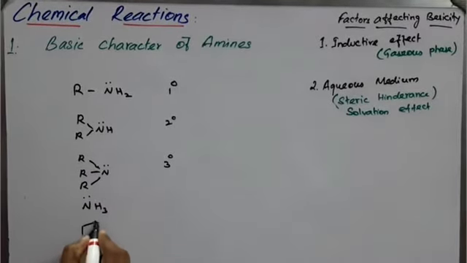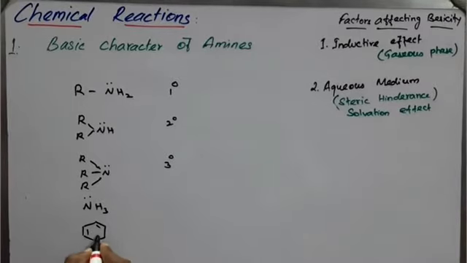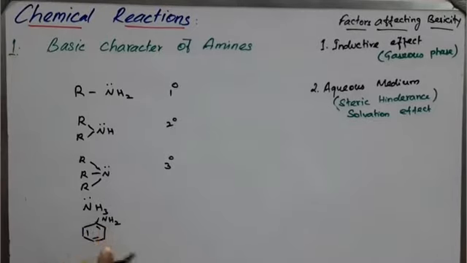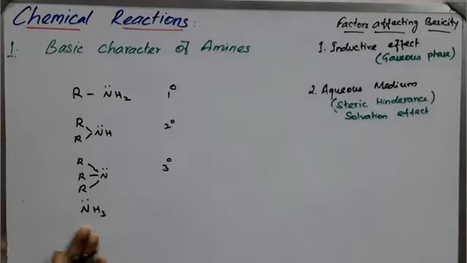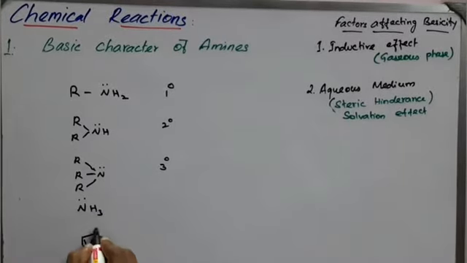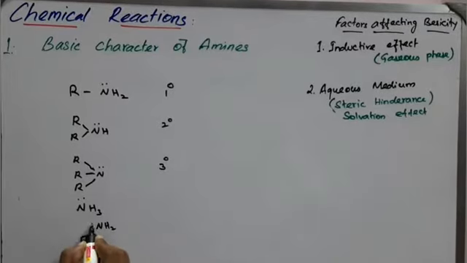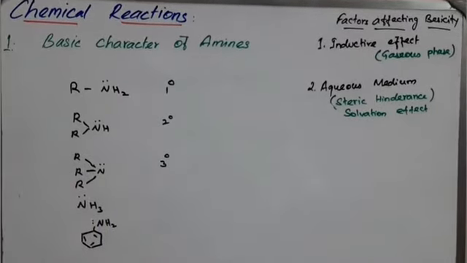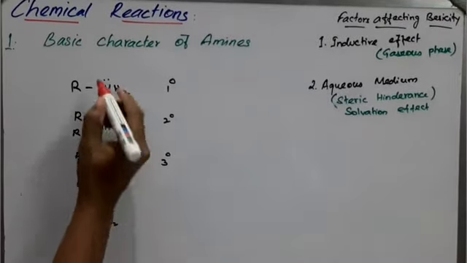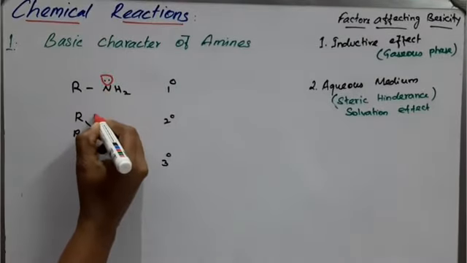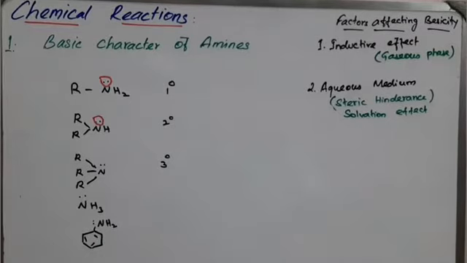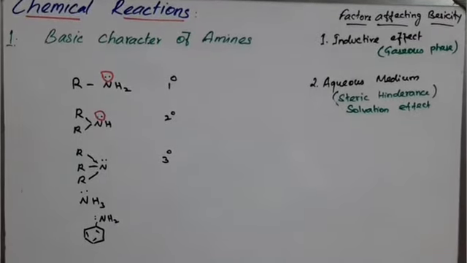And also we know this is aryl amine, NH2, aniline or aryl amine. All the amines contain a lone pair of electrons. It is only because of the presence of the lone pair of electrons that amines are basic. Naturally, they are basic in nature.